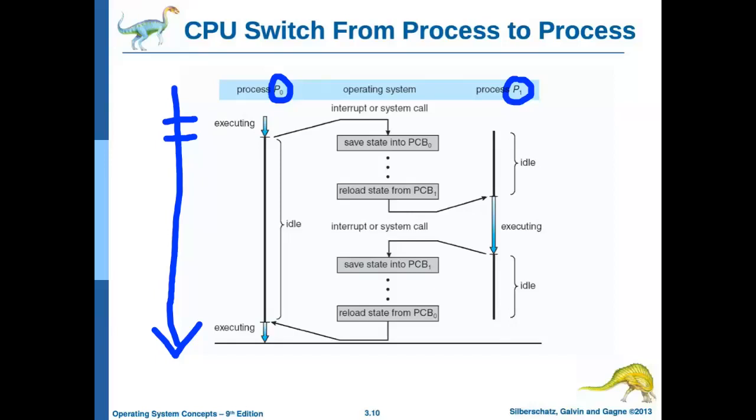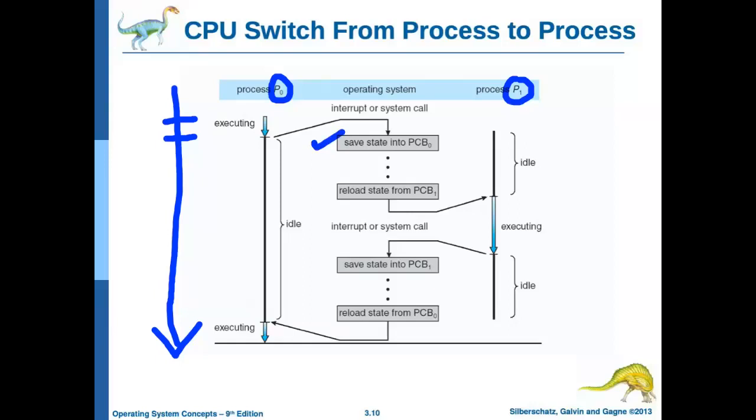Then we need to switch from process P0 to P1. For whatever the reason, whenever we want to switch from P0 to P1, the very first step is to save the state information into PCB of 0, where the 0 denotes the process number. Let us call that a PID. So the PID of this process is 0, PID of this process is 1. So save the state into PCB.